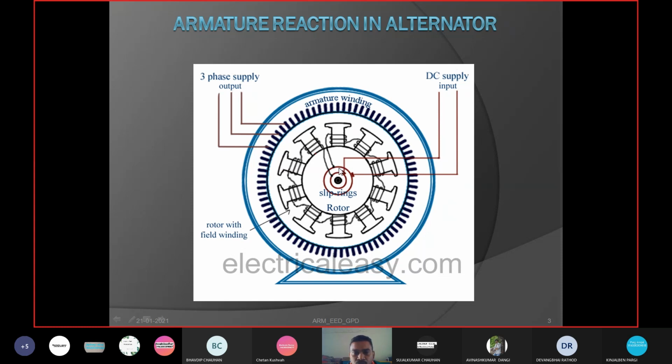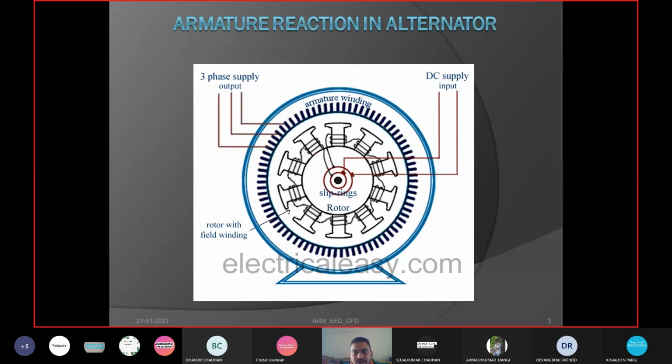Okay, so whenever the DC supply is given to the field winding, current will flow through this field winding. As soon as the current is flowing through this field winding, the magnet is magnetized. As soon as this magnet is magnetized, the magnetic field, or we can say the magnetic flux, is produced. Whatever flux is produced by this magnetic pole is known as the main field flux, and it is represented by phi m.